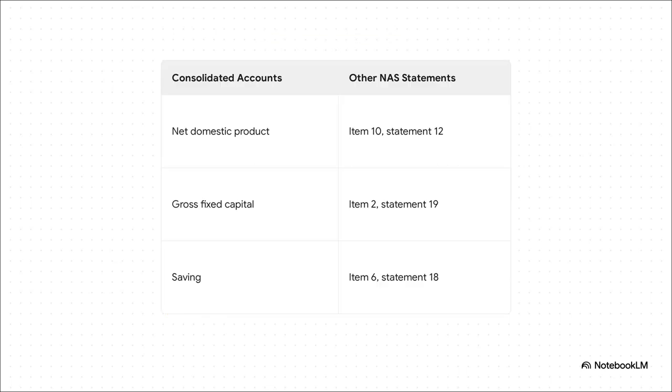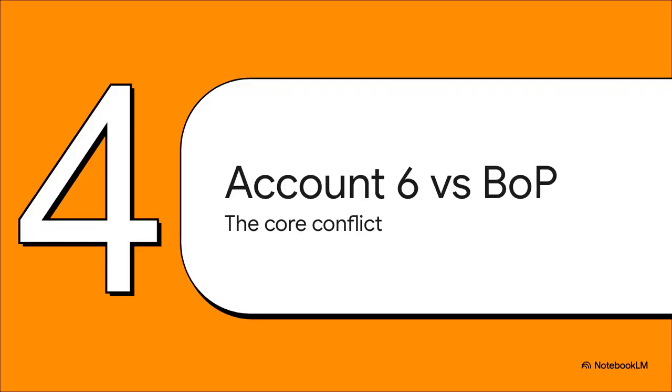To make that dense data a bit easier to digest, we've pulled out a few key mappings. Take a look at the bottom row. See how saving, which is items 3.3 and 5.5, bridges exactly over to item 6 in statement 18? This perfectly illustrates how data flows from the high-level macro consolidated accounts straight into the more granular statements. Grasping this logic is super important for your full comprehension. Next up, section 4, account 6 versus BOP, the core conflict.